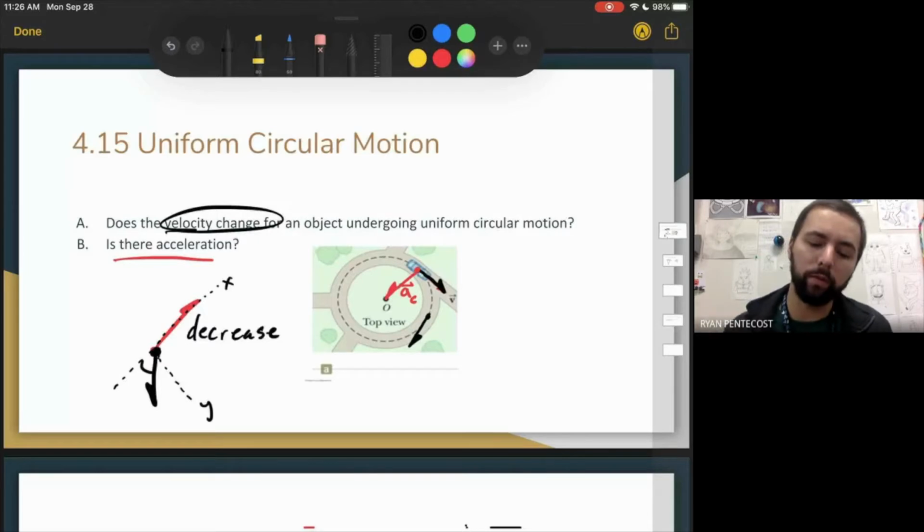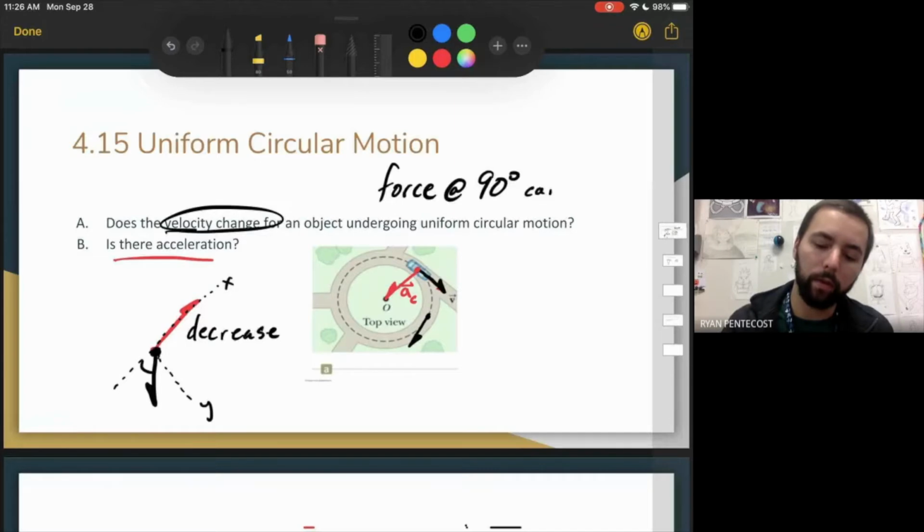Remember, there is a fundamental rule in physics that any force that's at a 90-degree angle can't affect anything. Let's see, how should I word that? It can't affect that axis.